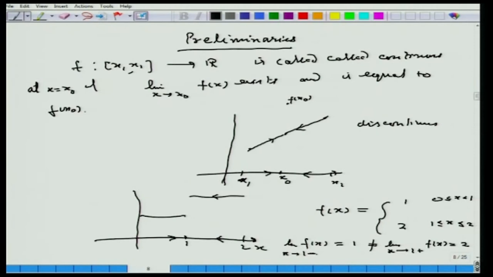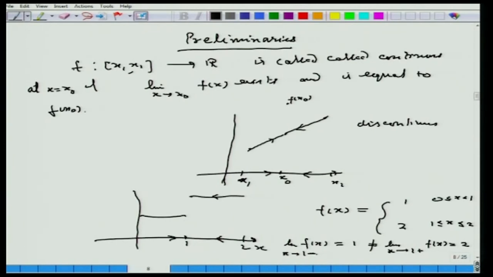In this case the left limit and right limit exist, and they can differ. That difference is called the jump. At this point the jump is this, from the right we are approaching this point and from the left we are approaching this point. Therefore, there is a jump discontinuity here. That is what is called the discontinuity of the first kind.